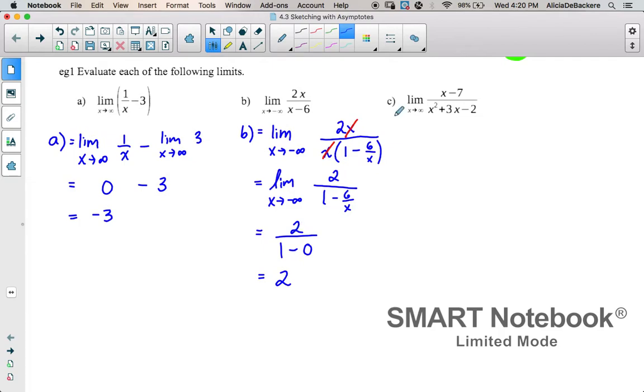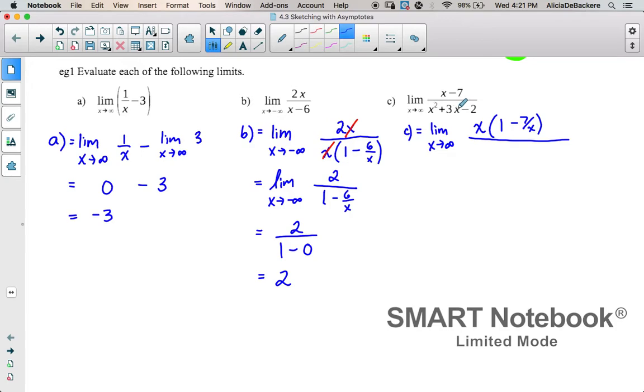All right, in C, we're going to use the same trick here because I have a fraction with x's in the numerator and the denominator. When I look at the numerator, the highest degree on x is 1, so I'm going to factor out an x to the power of 1. Dividing x by x, I get 1, and dividing negative 7 by x, I get negative 7 over x. And remember, this is what we want, these little fractions with x's in the denominator.